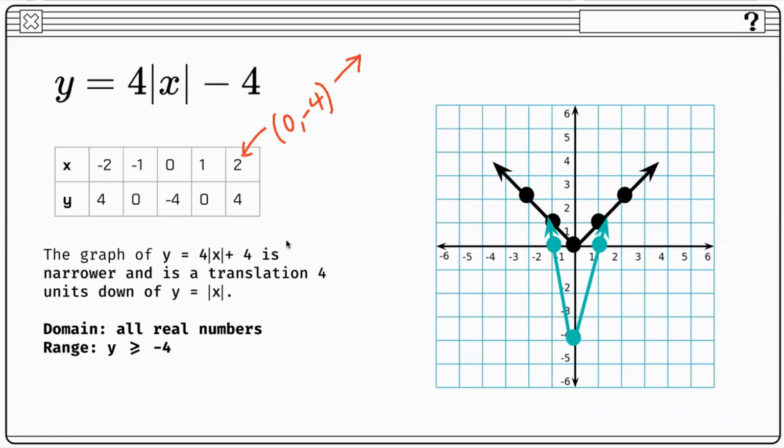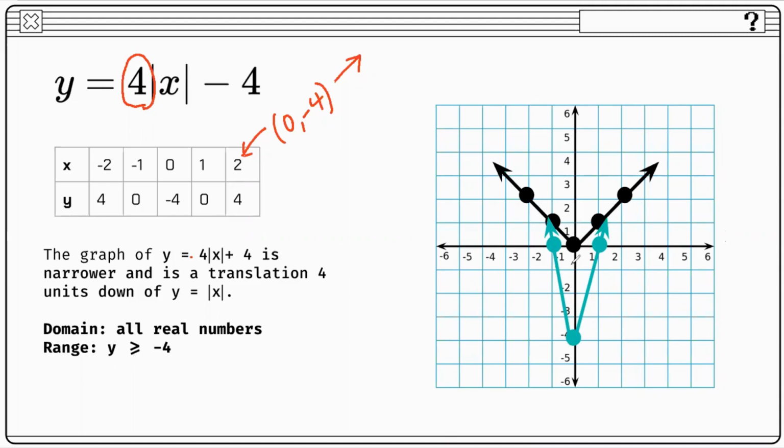But now that we have our translated graph, I'm going to go ahead and compare it to our original graph of y equals absolute value of x. So we know that the graph of y equals 4 absolute value of x minus 4 is narrower and is a translation 4 units down of y equals absolute value x. Now just a side note, whenever you're multiplying your absolute value by any value that is greater than 1, then it's actually going to make your graph narrower, as we see here in this example.